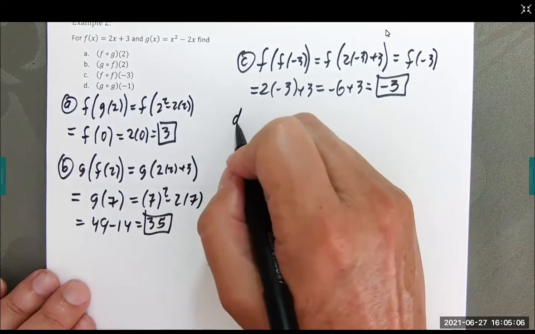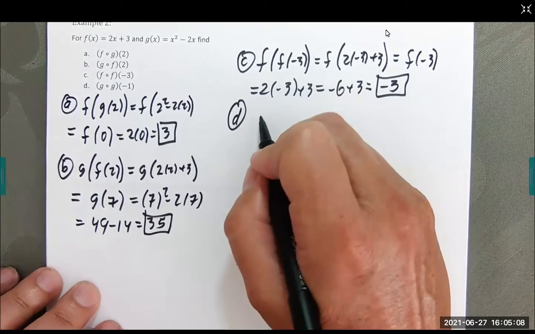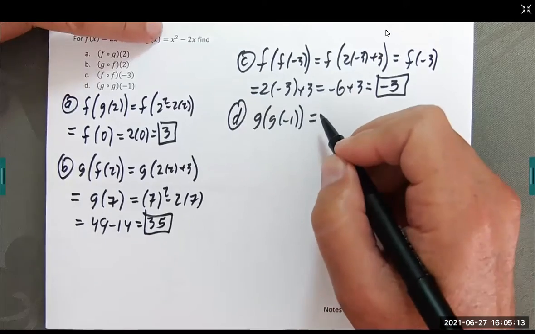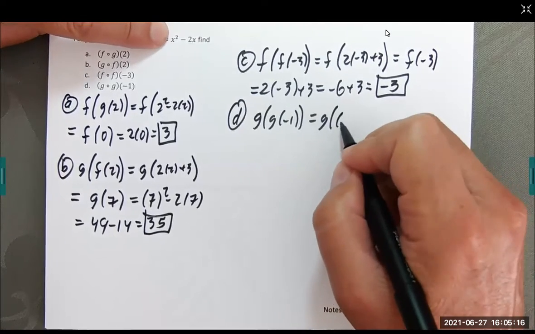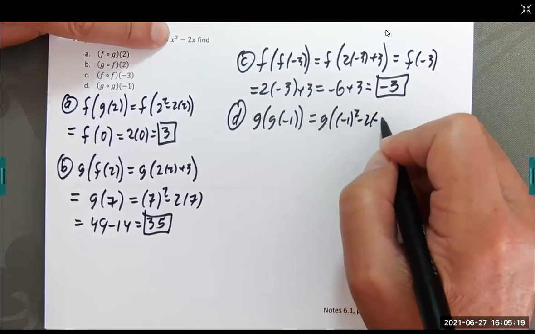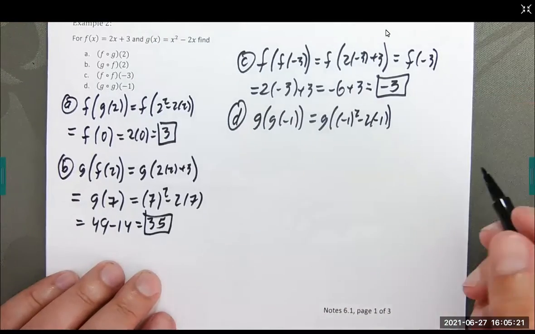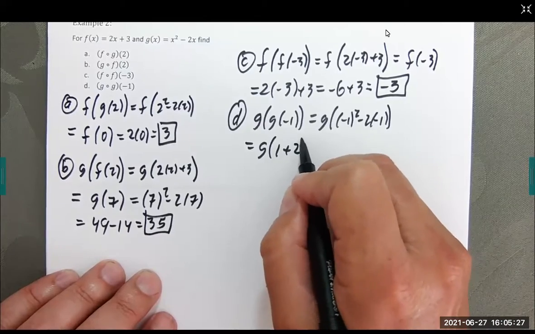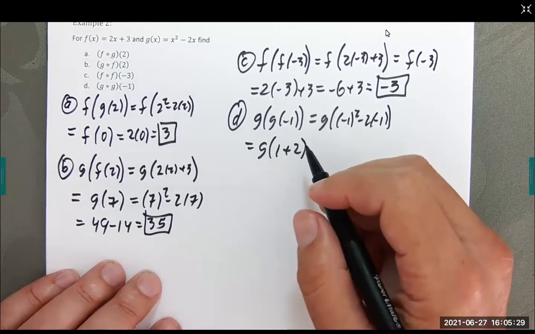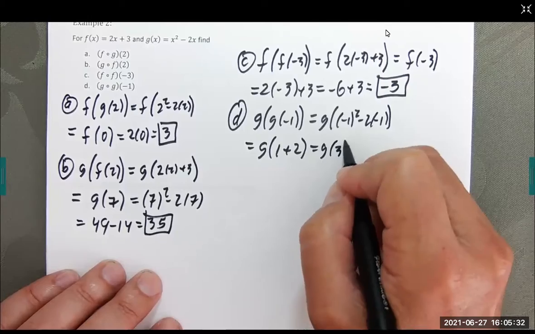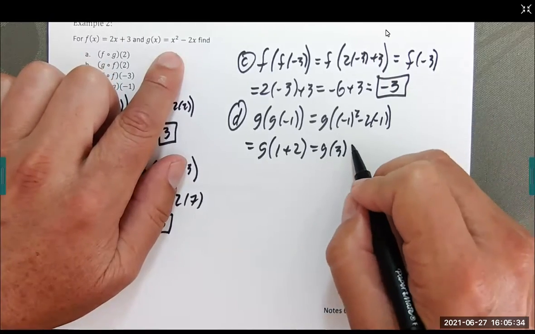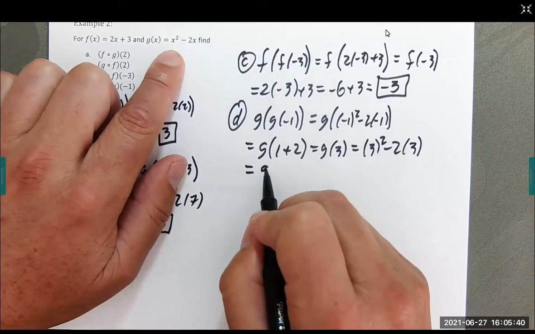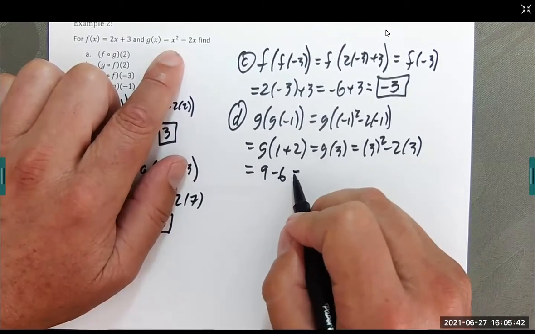And part D, we're going to do g composite g of negative 1. So I'm going to evaluate this at negative 1 squared minus 2 times negative 1. That is going to be g of 1 plus 2. It's like g of 3. So now I'm going to evaluate g again when x equals 3. So that's 3 squared minus 2 times 3. 9 minus 6 gives us a positive 3.